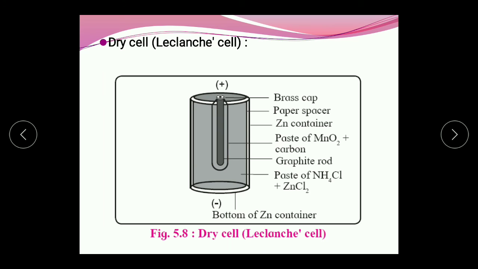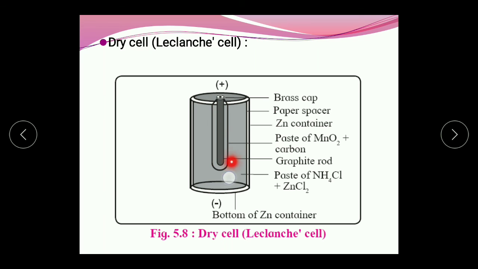These two, the anode and cathode, are separated by the electrolyte. So, here is the figure. The container of the cell is a zinc container, so it carries a negative charge. At the center of the container, this black colored part is the graphite rod, which is the cathode, hence positively charged. There is a paper spacer from inside of the container which separates the anode, cathode, and electrolyte.